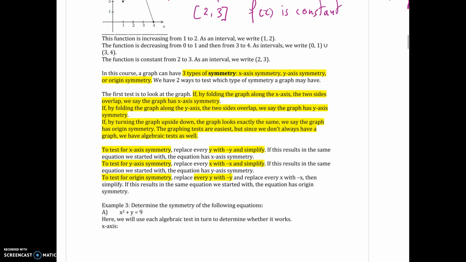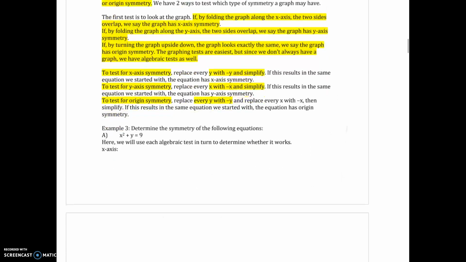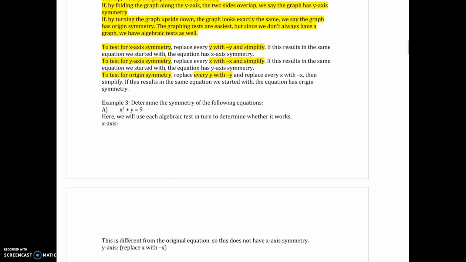But what we want to remember is very simple. To test for x-axis symmetry, you need to replace y by negative y. And if the result is the same as the equation you started with, that means the x-axis is the axis of symmetry. Okay? So what we do is very simple. When I look at example A, to check the x-axis symmetry, I'm going to substitute y by negative y. That gives me x squared plus negative y equal 9.